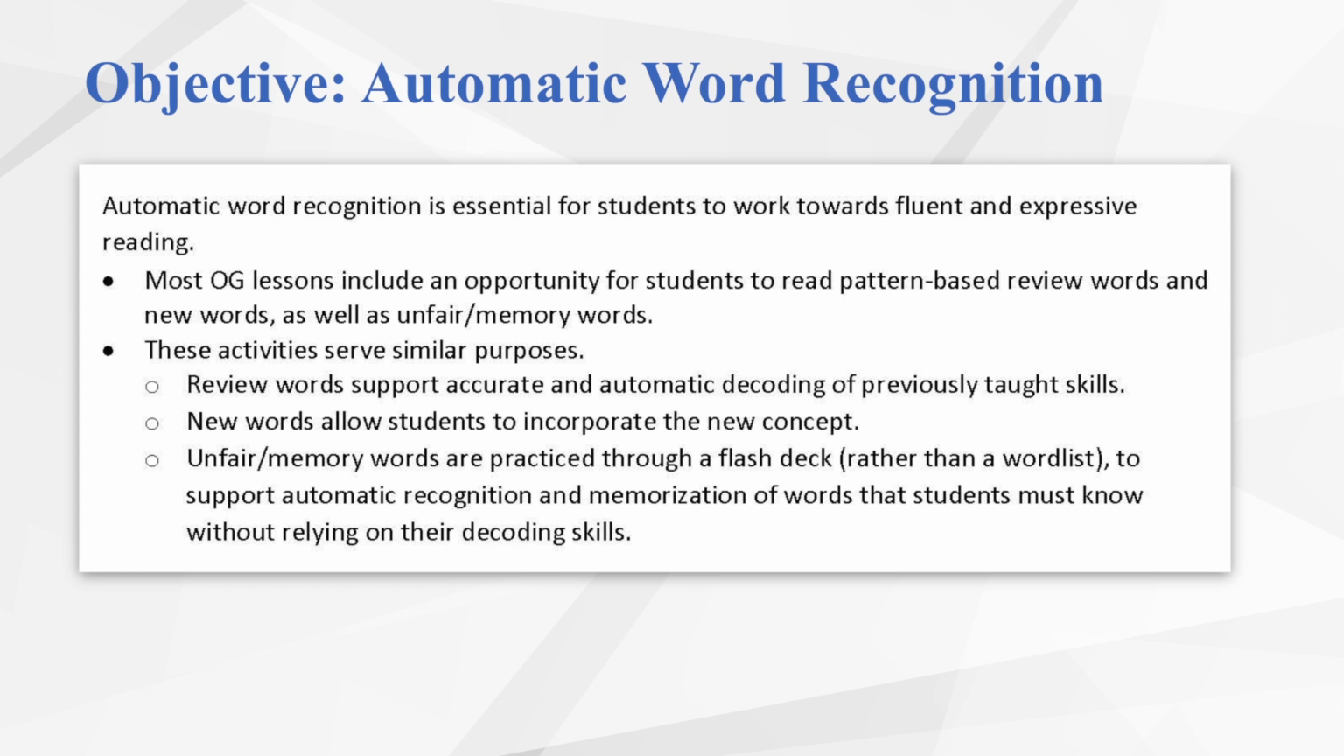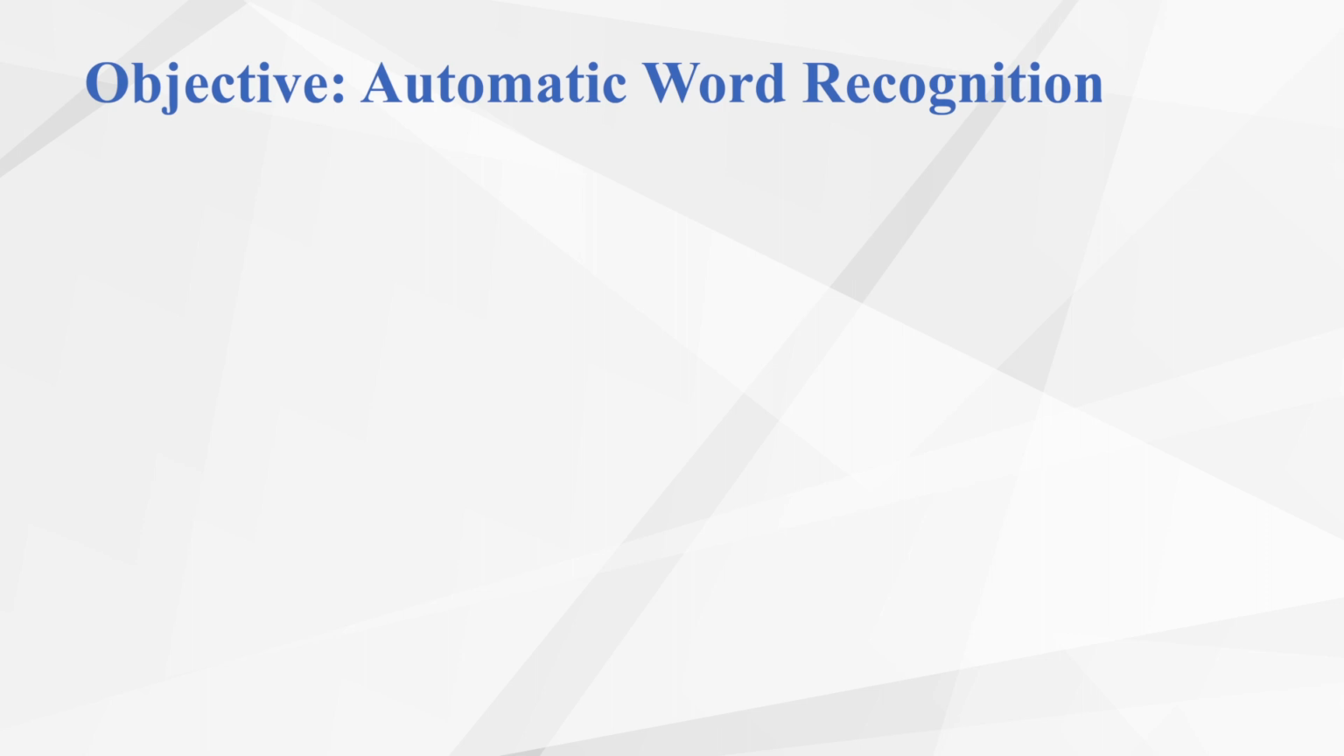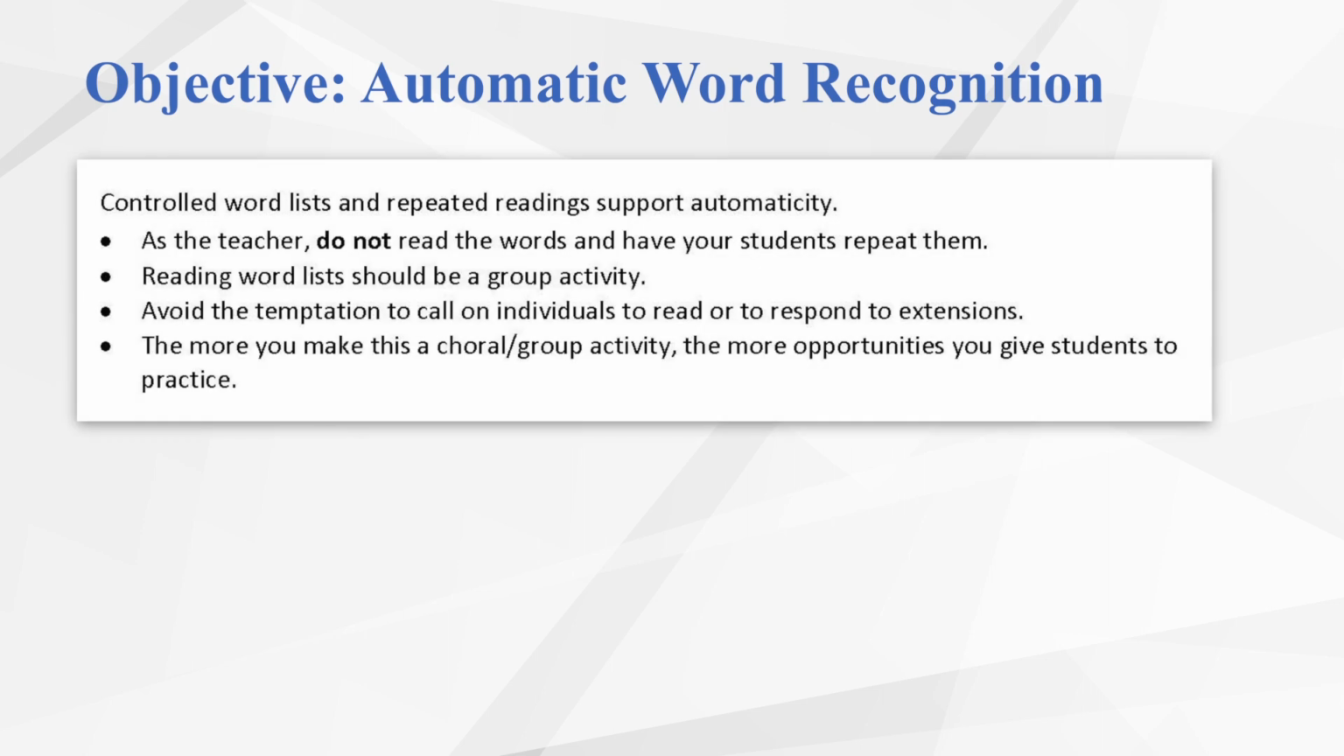In our memory word procedure, we utilize a flash deck to work on automatic recognition of phonetically irregular or unfair words. It is this word-level reading through word lists and flash decks that we use to make sure that students are actually applying the skills learned and not relying on context clues to support their decoding. We offer the following suggestions to teachers to maximize the benefit from the time in a lesson dedicated to developing automatic word recognition. When using these controlled word lists, we encourage you to get as many repeated readings in as possible during the time allotted.